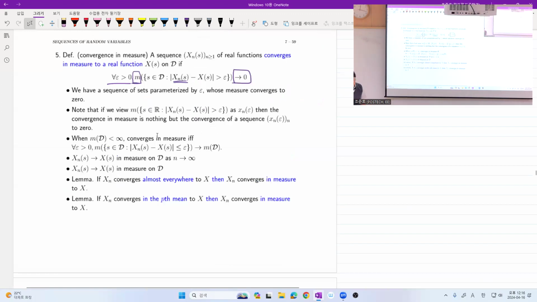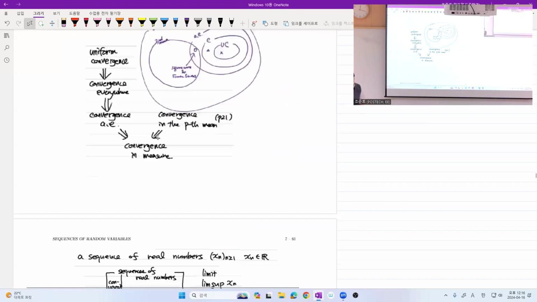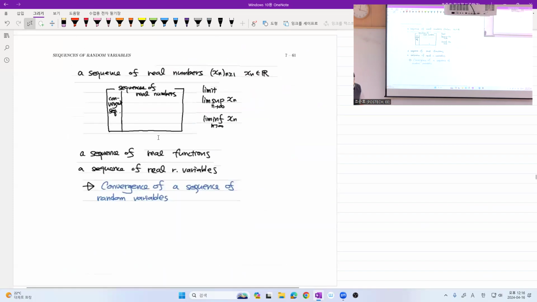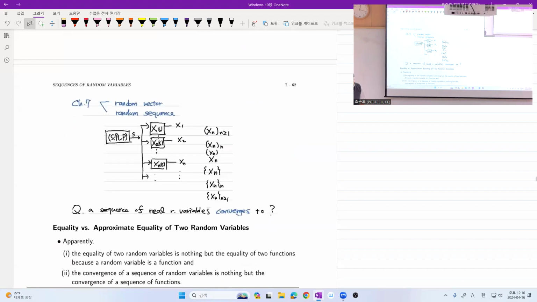Anyway, I very quickly reviewed the sequence of functions part, and actually I'm happy to finish this part. Next time, we are going to move to equality of 2 random variables first. And then we are going to talk about how we can approximate a random variable using another random variable. Again, we introduce a sequence of random variables and talk about the convergence of a sequence to the limit random variable. Okay, that's all for today.